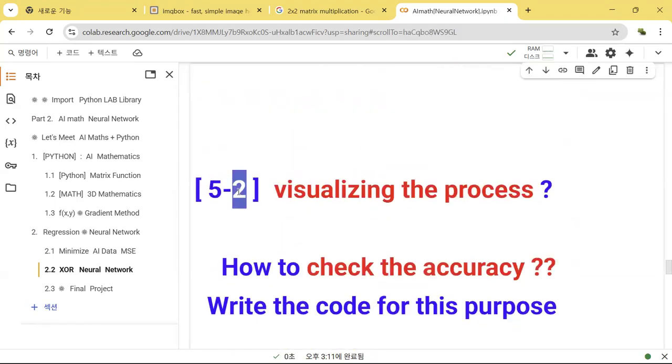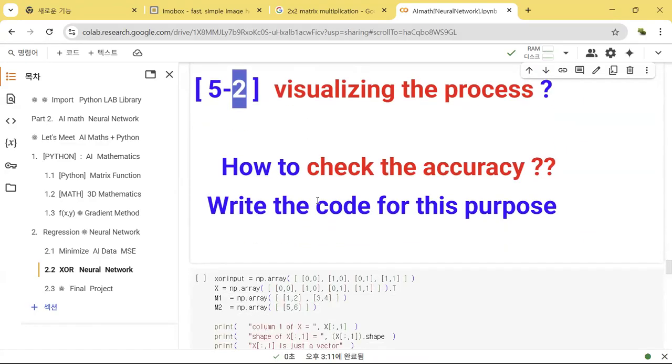The second part of problem 5 is the visualizing process. As you execute the XOR code again and again, the accuracy will improve. Then how do you show that your calculation improves the accuracy? You must show that the mean squared error is decreasing, approaching 0. Okay? Mean squared error going to 0 means the predicted value is equal to the true value.